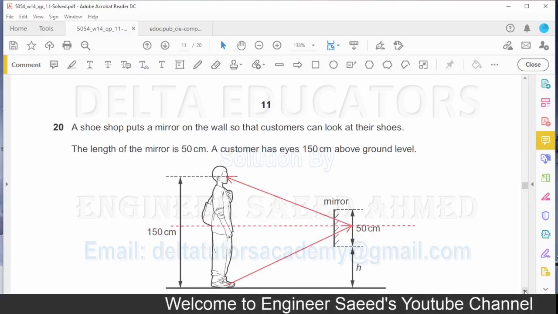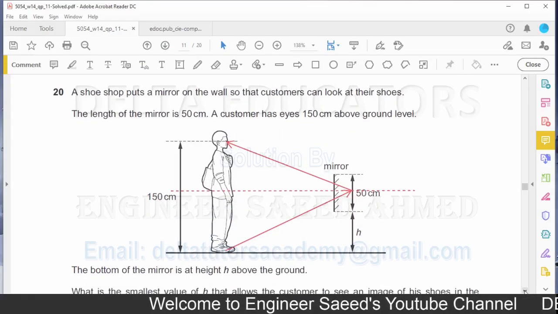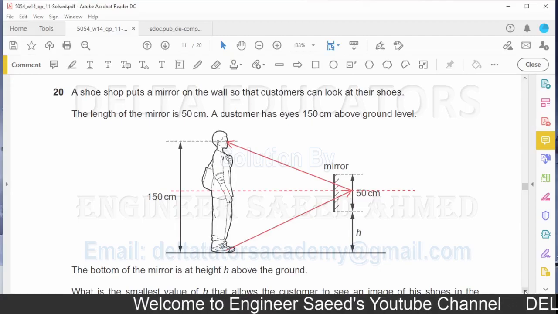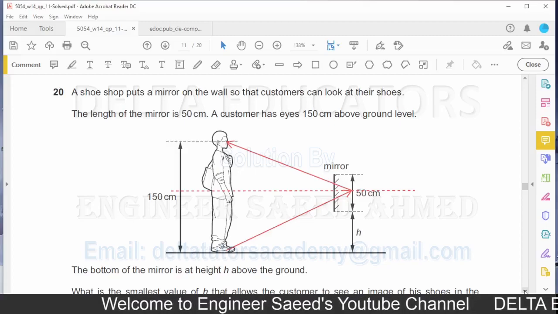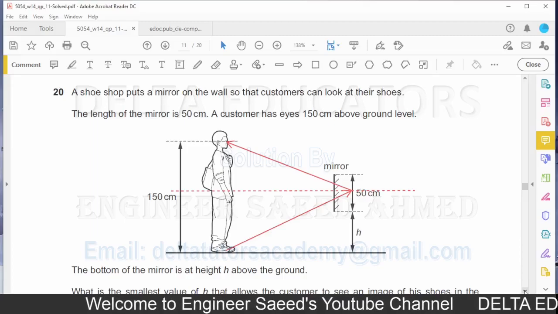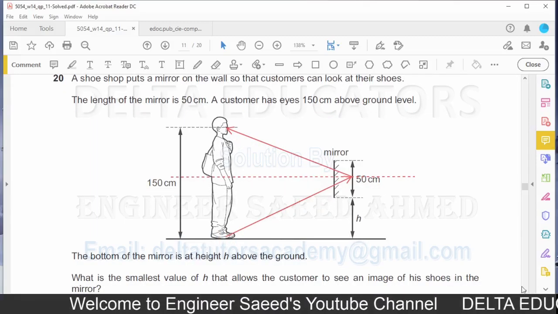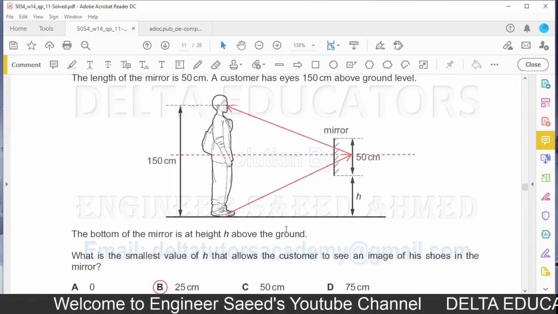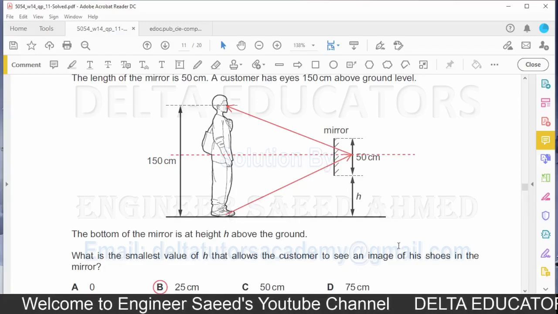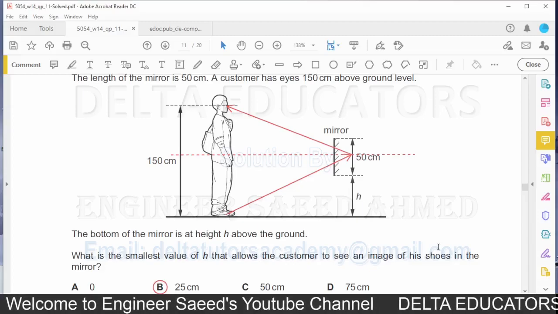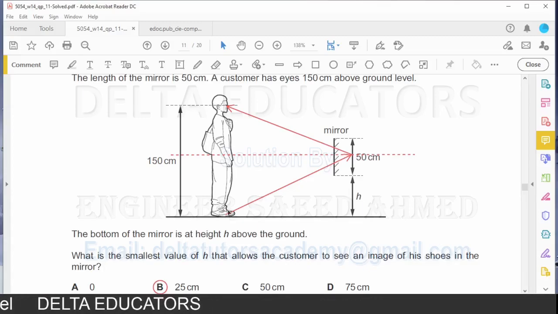Question number 20. A shoe shop puts a mirror on the wall so that the customer can look at their shoes. The length of the mirror is 50 centimeter. The customer has eye 150 centimeter above ground level. The bottom of the mirror is at height h above the ground. What is the smallest value of h that allows the customer to see an image of his shoes in the mirror? How will the man see his shoes? The ray will start from the shoes, it will strike the mirror and it will rebound, and when this ray reaches his eyes, he will see the shoes.